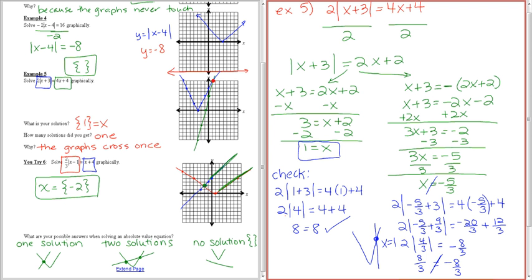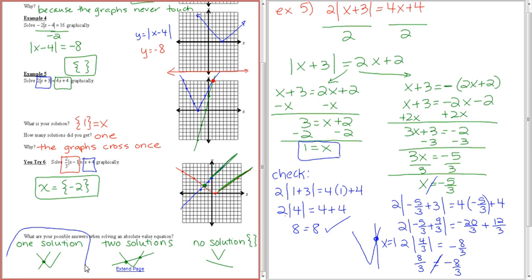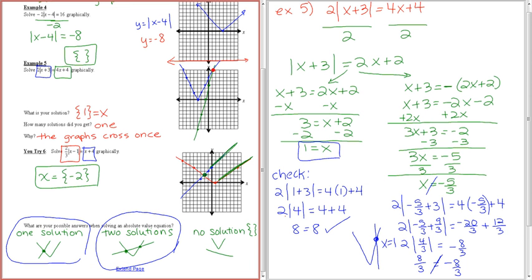Solving algebraically is a great way to solve absolute value equations, but remember, it's really important we go back and check our solutions. Sometimes we'll have one solution, which is shown by the graphs crossing one time, or one of the solutions working when we plug in. Sometimes we'll have two solutions because graphs will cross twice, or both solutions will work when we plug them back in. And other times we'll have no solution because the graphs will never cross and we won't get any solutions that work when we plug them back in.